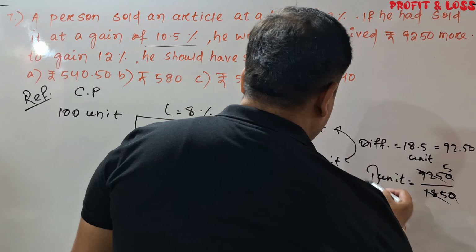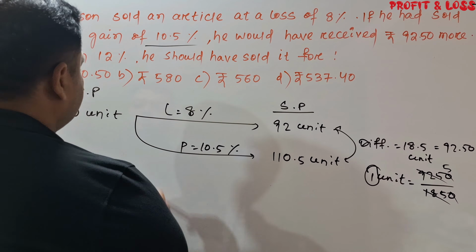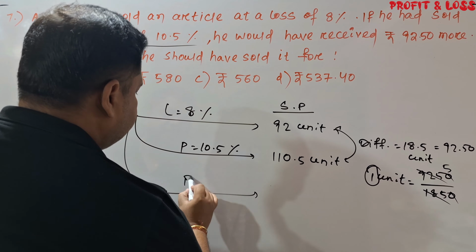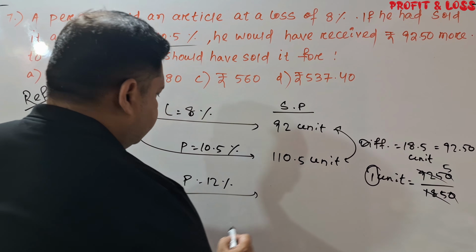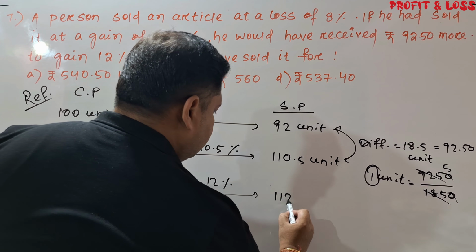So this is 5. 1 unit is 5. The question is what? The question is 12% gain. So 12% profit is 112%. So to get the answer is easy. This is 112 into 5.